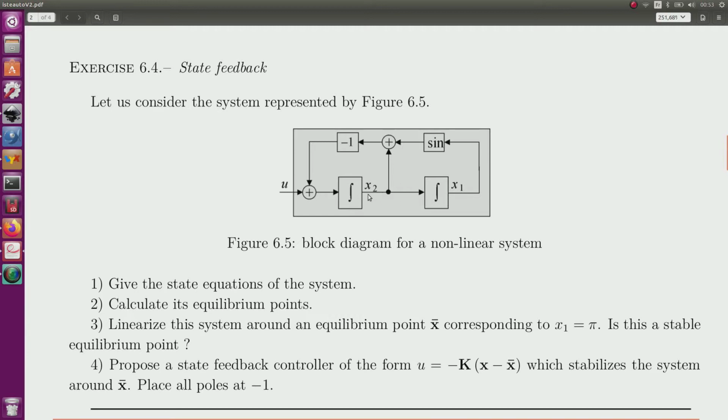I will need two state variables to describe it. The first question is to give the state equation of the system, and then I will have to calculate the equilibrium points. After, I will linearize the system around an equilibrium point that should be taken around x1, this one, should be equal to pi. Then I will check the stability around this equilibrium point. And finally, I will propose a state controller for this system.